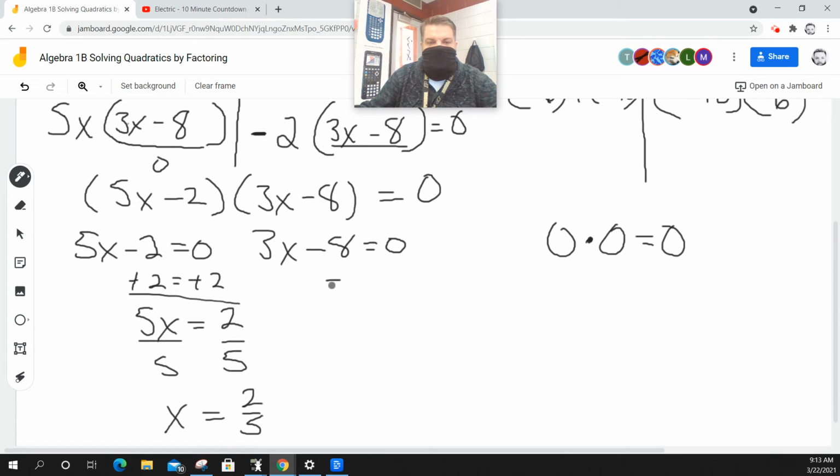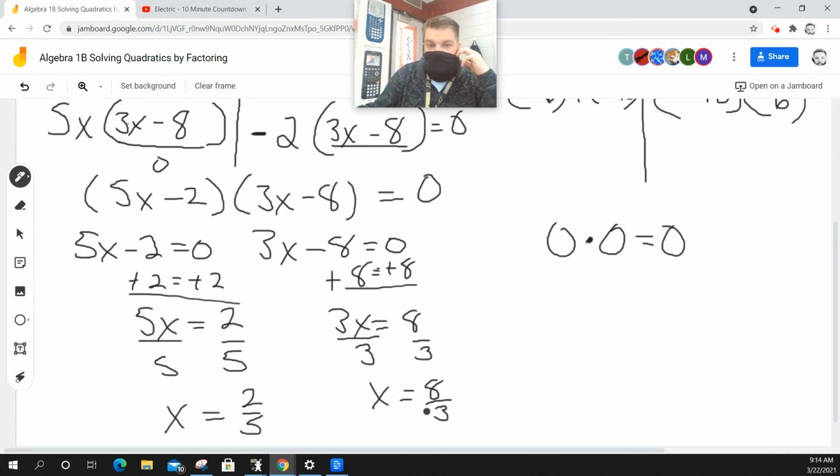Now I'm going to do the same thing here. I'm going to add 8 to both sides. That gives me 3x equals 8. Divide both sides by 3. I get x equals 8 thirds. So those are my two solutions or zeros.